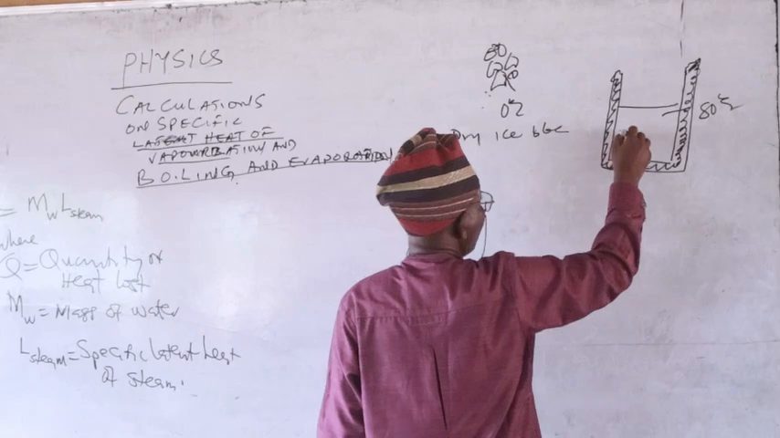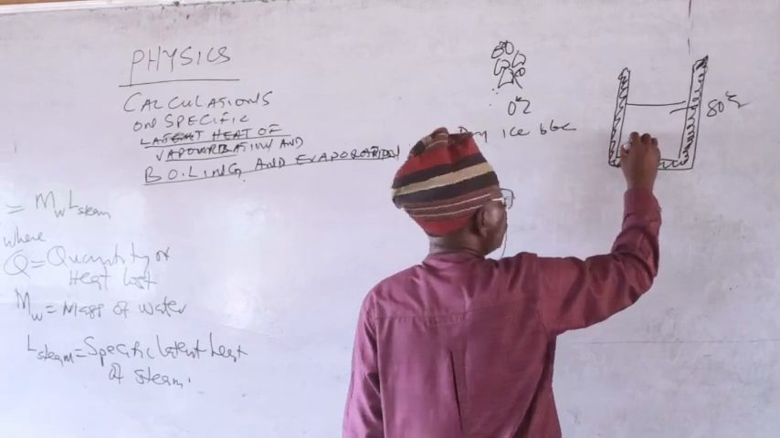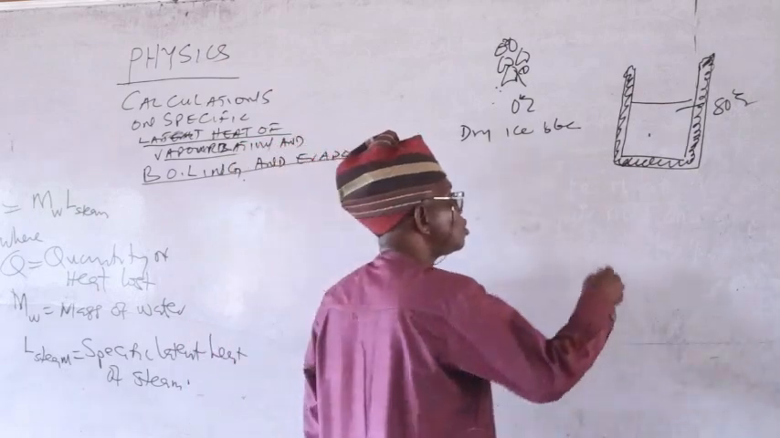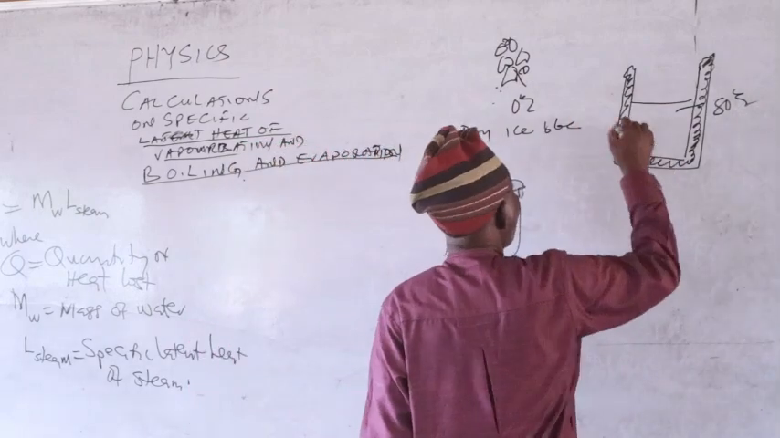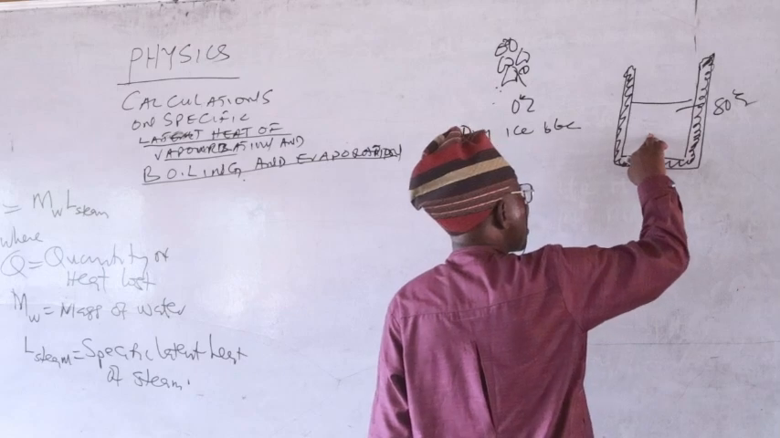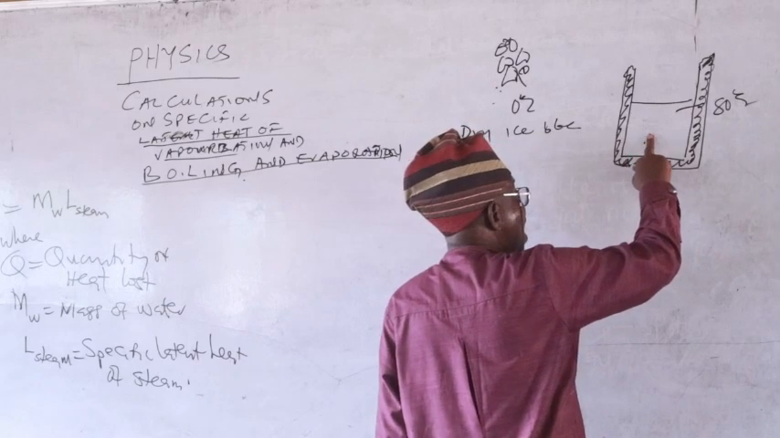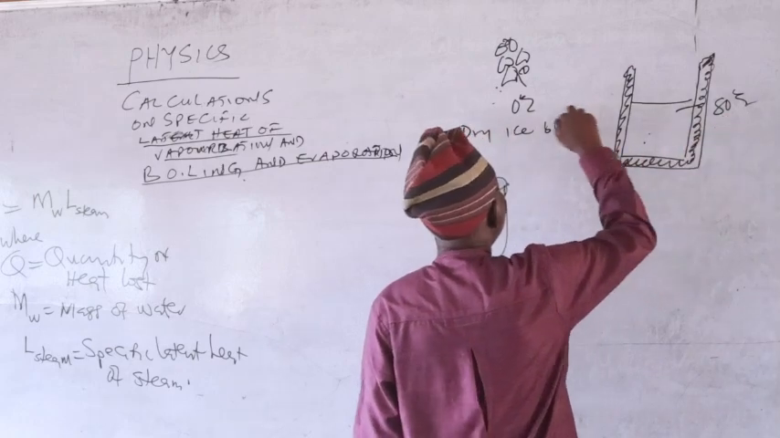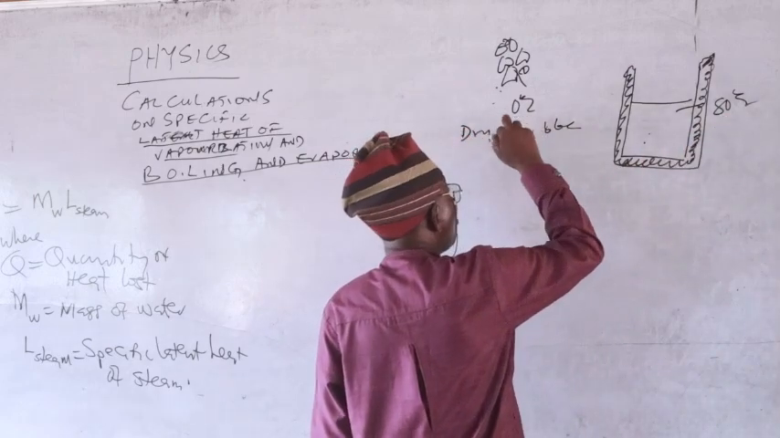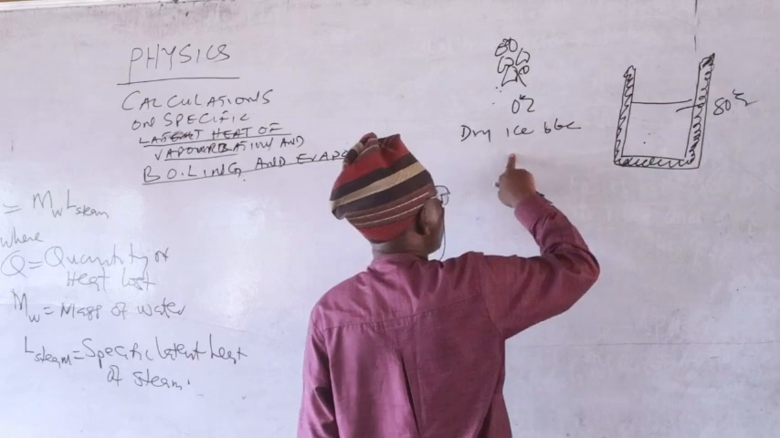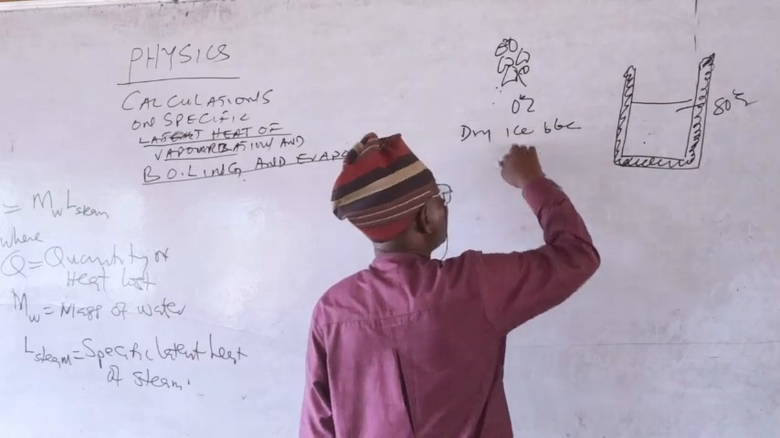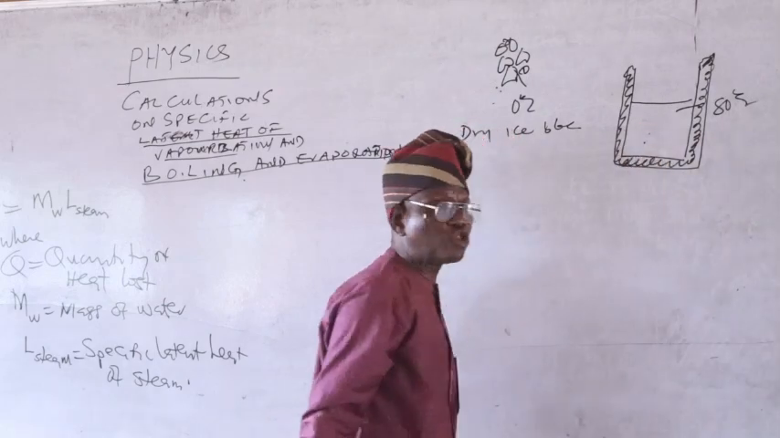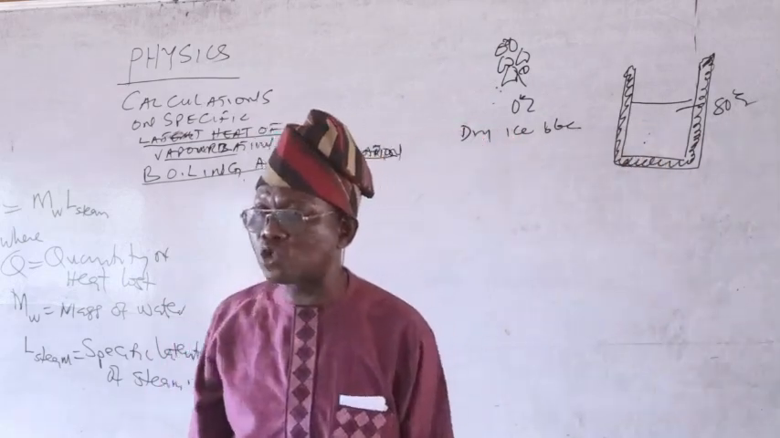Piece by piece you drop ice blocks into this. What do you think will happen when ice blocks are dropped into the water kept in the calorimeter here? The water in the calorimeter is at 80. The ice block is at 0. What do we lose, and what do we gain? When the ice block is dropped into this, what do we lose, what do we gain?